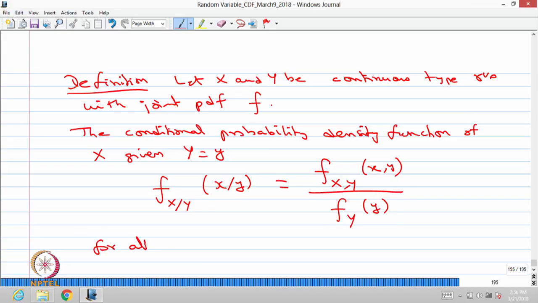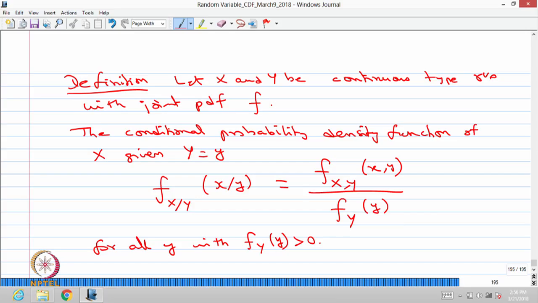This is defined for all y with the probability density function at that point small y greater than 0. We know that the probability density function is greater than or equal to 0, but when you define the conditional probability density function, you have to make sure that the denominator does not vanish. That is, f_Y(y) has to be strictly greater than 0. This ratio is going to be the probability density function, and from it one can get the probability of any interval. Now, we are going for the conditional distribution in the same way as a next definition.